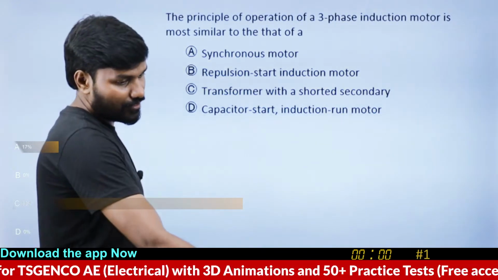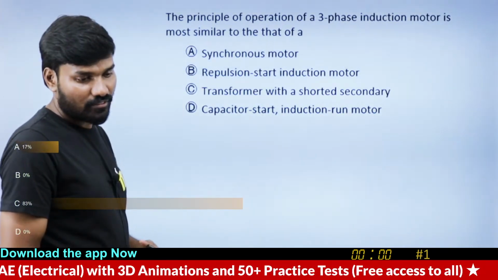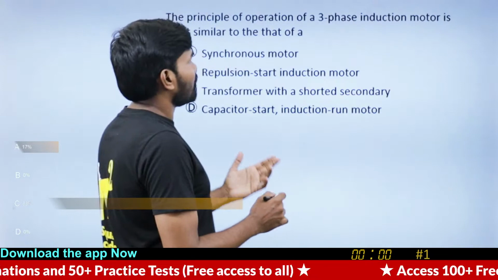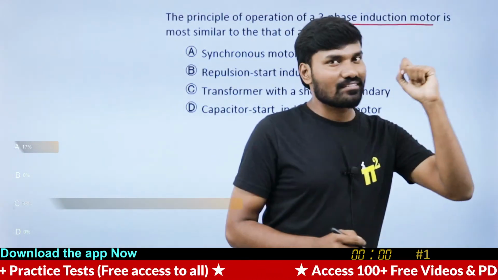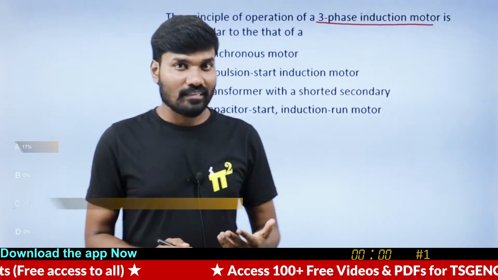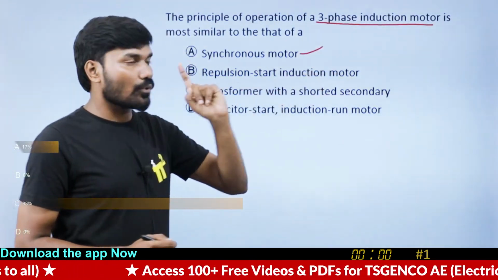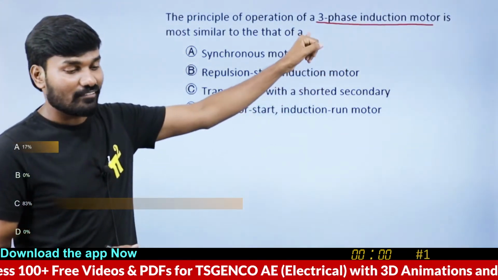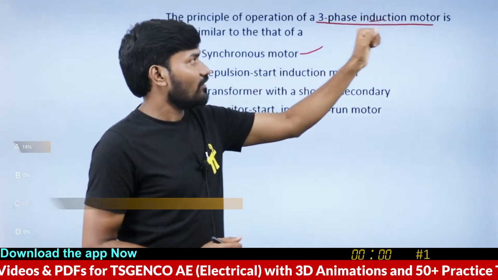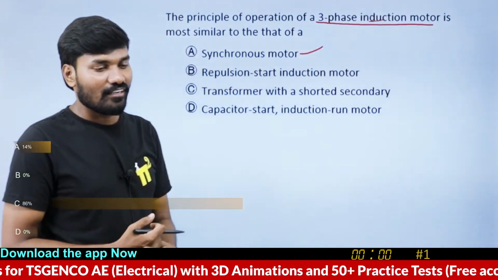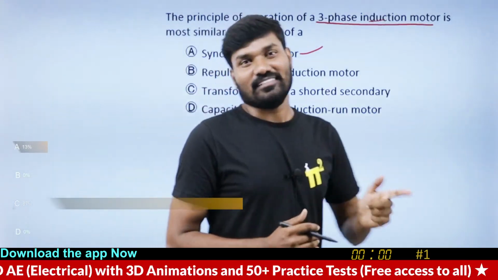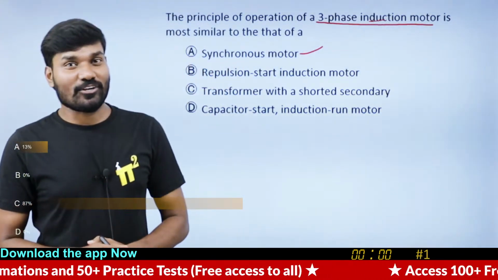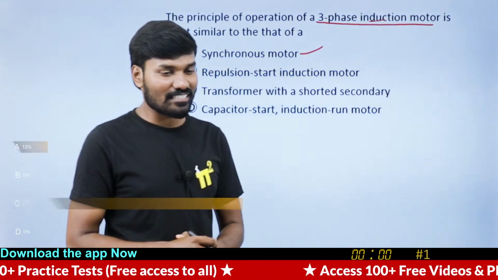What we have here is: the principle of operation of a three-phase induction motor is most similar to, obviously, the three-phase induction principle, and it is not the same as a synchronous motor. A synchronous motor will rotate at synchronous speed only, but this rotates at which speed? Tell me. Three-phase induction machines rotate at asynchronous speed. It can rotate at any speed, but not synchronous speed. So that's what is called asynchronous speed.